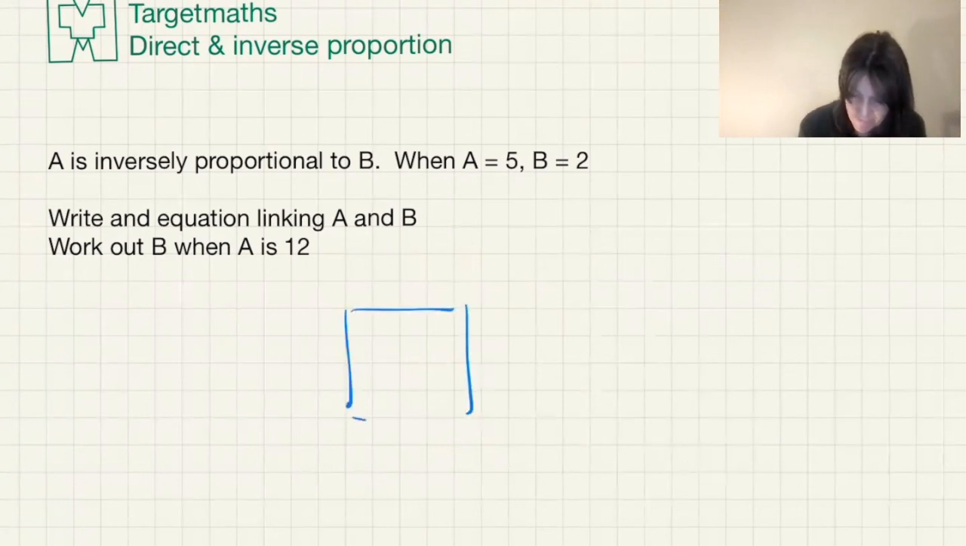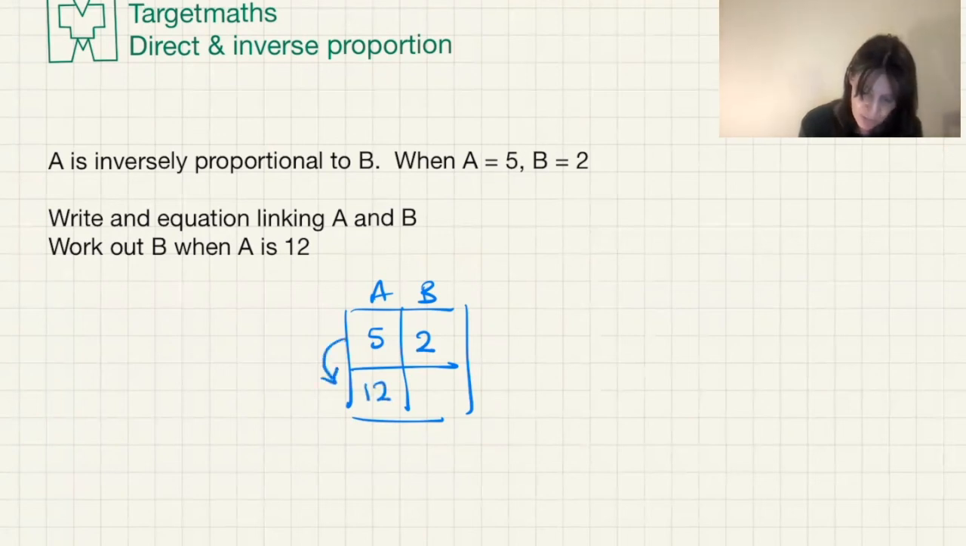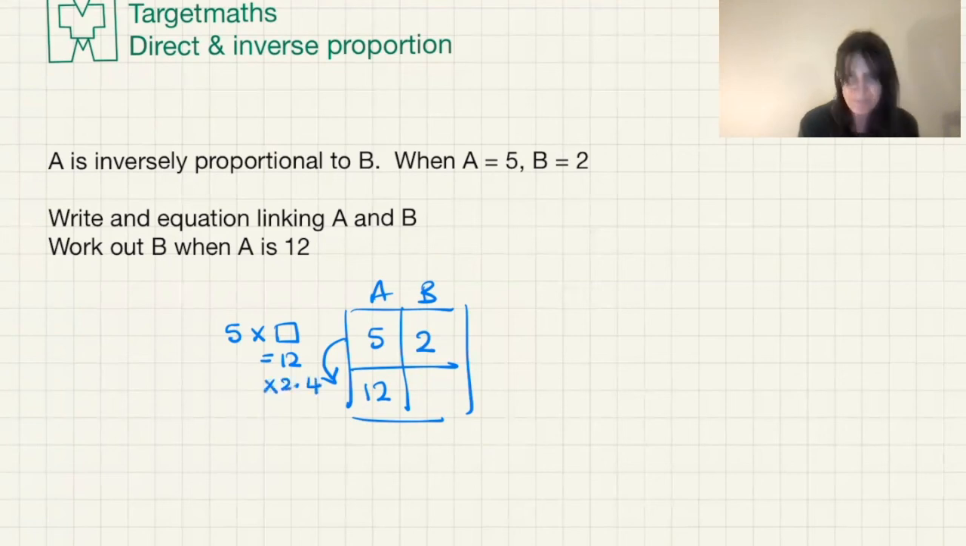So I've got my fact going in. I've got A and B. I've got 5 and 2. I'm being told that A is 12. Now, what I'm needing to do here is work out, what do I multiply 5 by to make 12? 5 times something is equal to 12. So if I do 12 divided by 5, I will get that answer. So on this side, I am timesing by 2.4.